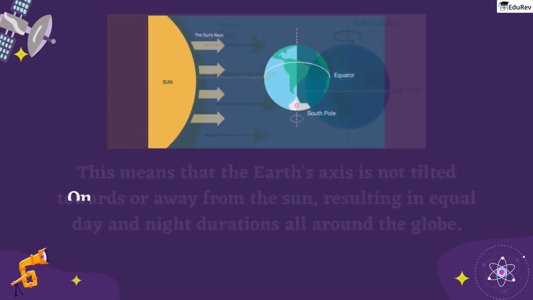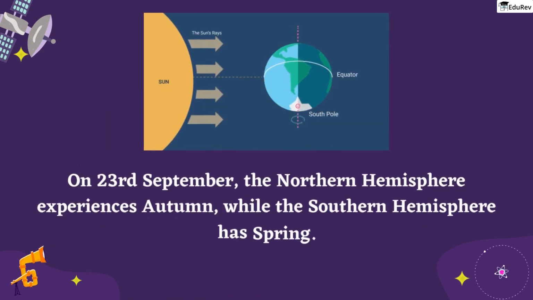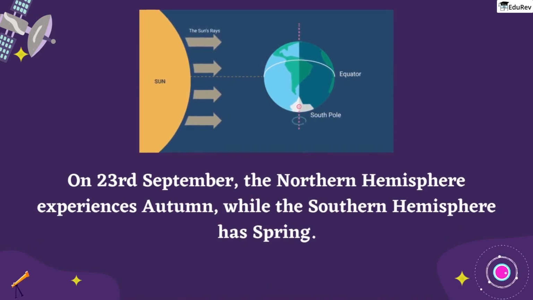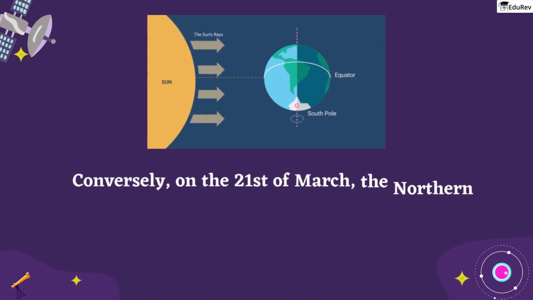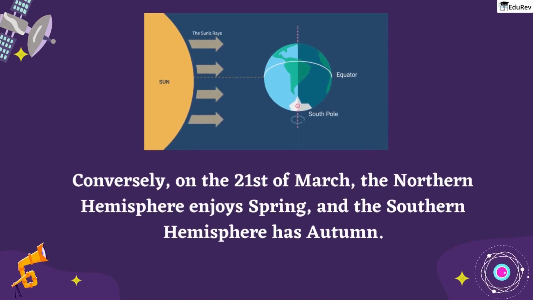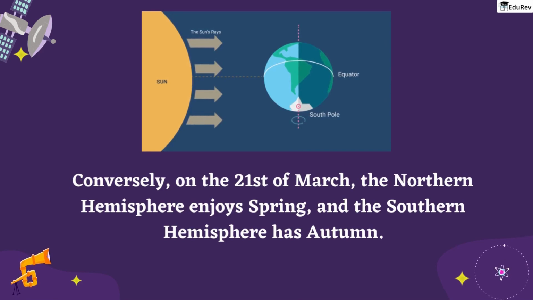On 23rd September, the northern hemisphere experiences autumn, while the southern hemisphere has spring. Conversely, on the 21st of March, the northern hemisphere enjoys spring, and the southern hemisphere has autumn.